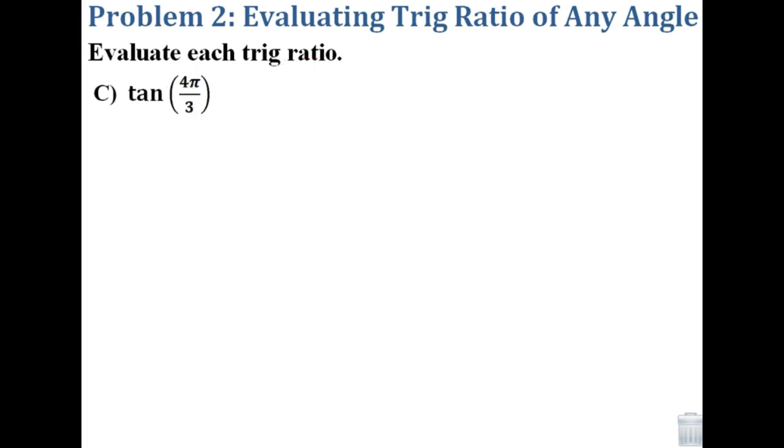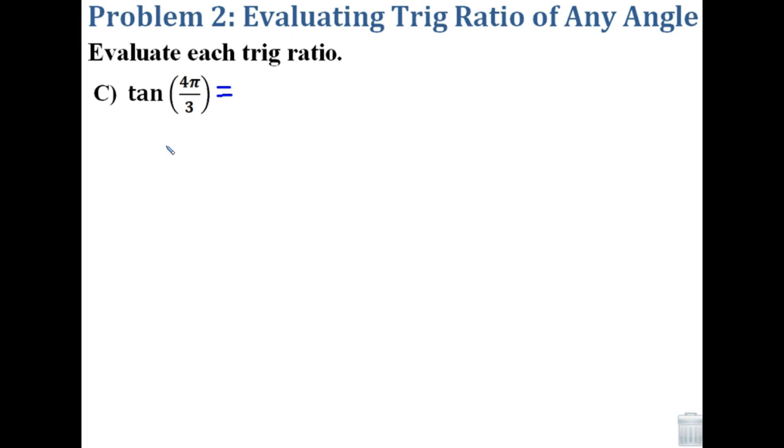We're going to look at a few more examples. Part C, we want to know the tan of 4 pi over 3. So here we're looking at evaluating trig ratios for angles measured in radians rather than degrees. First thing we might want to do is convert this radian measure to degrees, just to help us graph it and be more comfortable with it.